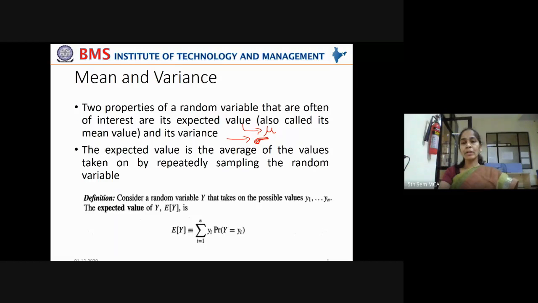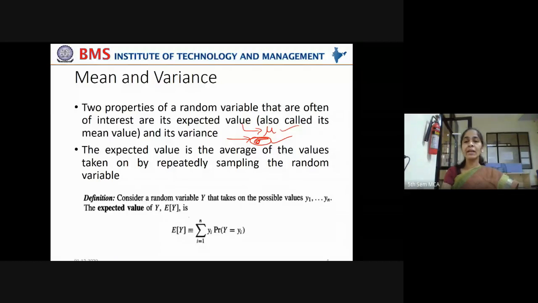The two properties of a random variable that we are interested in, to study a particular experiment or a particular model, are these two parameters. One is mu, the mean of the expected values, and the other is the variance. Variance means how far the data points vary from the average. The difference between each data point and its mean, when squared and averaged, will give you the variance.